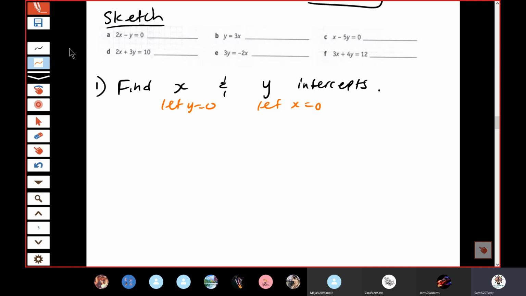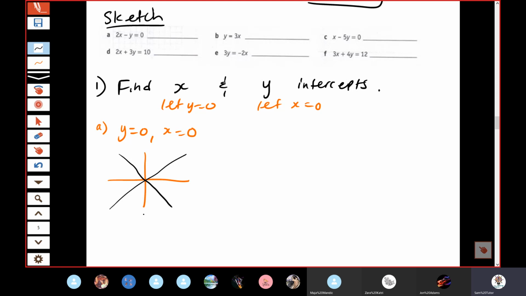All right, let's look at these. 1a. When x is 0, you should get y equal to 0. And then when y equals to 0, you also get x equal to 0. We're happy with that? So this line, how did it look? Straight through the middle, but which way? Is it this way, straight through the middle, or is it this way, straight through the middle?